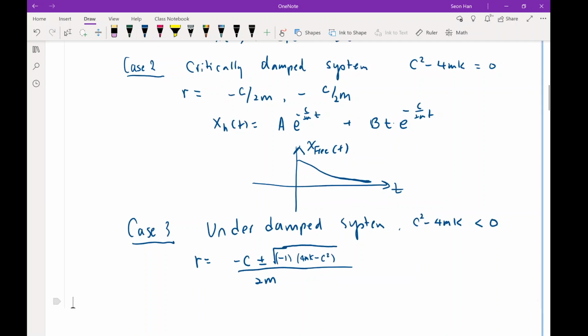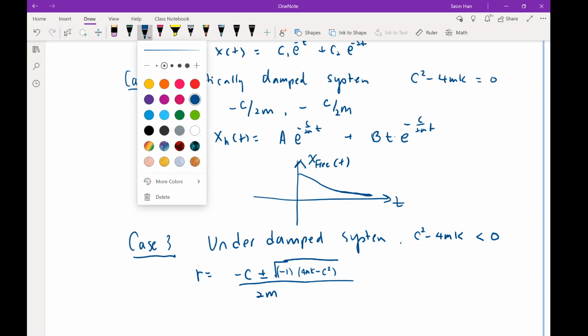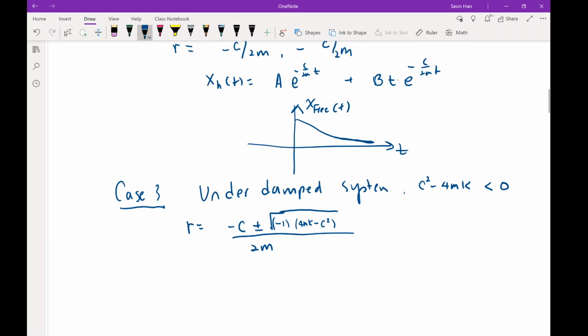So if you're wondering about what I just did, I just rewrote c squared minus 4mk equals minus c squared plus minus 4mk. I just took out the negative and rewrote it as 4mk minus c squared. It's just a negative of each other if you switch the order. So we write this as minus c over 2m plus minus 1 over 2m times square root of 4mk minus c squared, and you'll have an i in front of it.